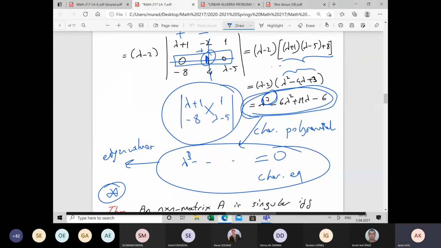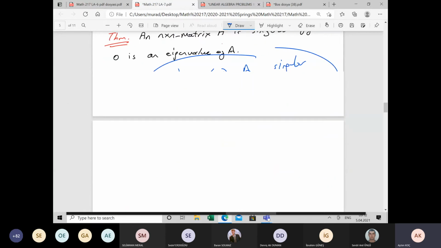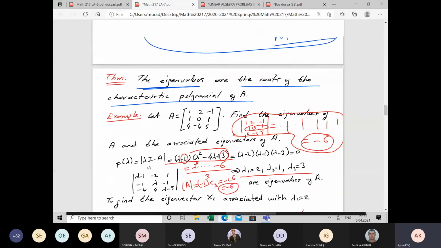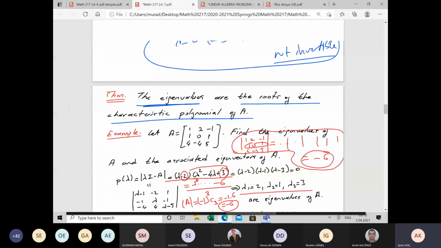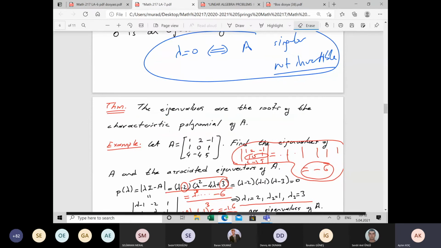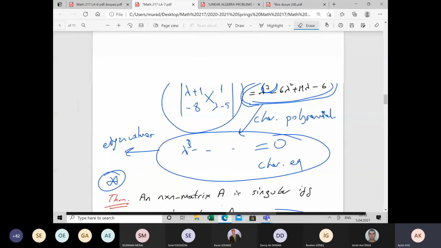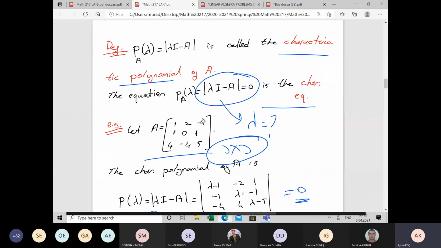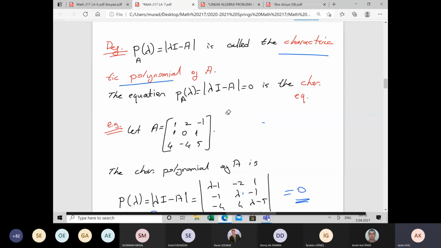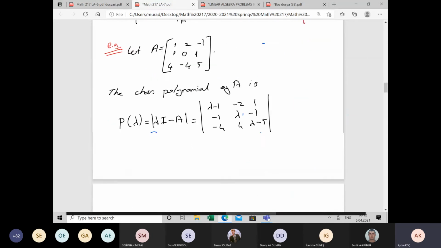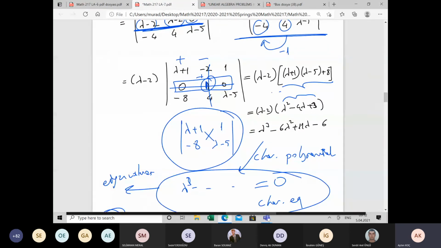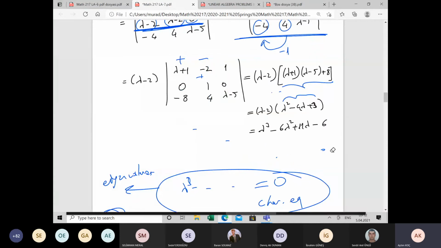Here, take the same problem and the same matrix, and find the eigenvalues and eigenvectors of the matrix A. Here we obtain the characteristic polynomial. So now let's find the eigenvalues, meaning let's find the roots of the characteristic polynomial, and find the eigenvectors here.